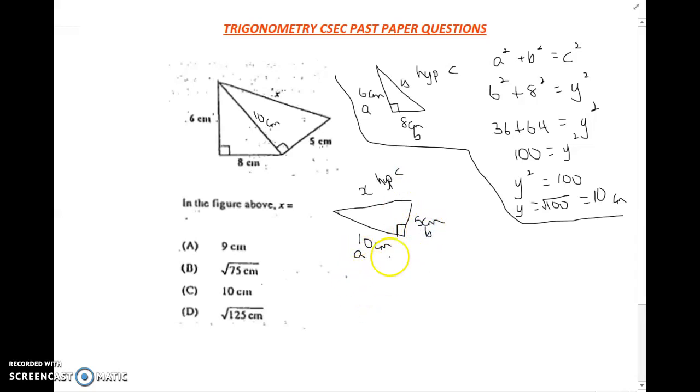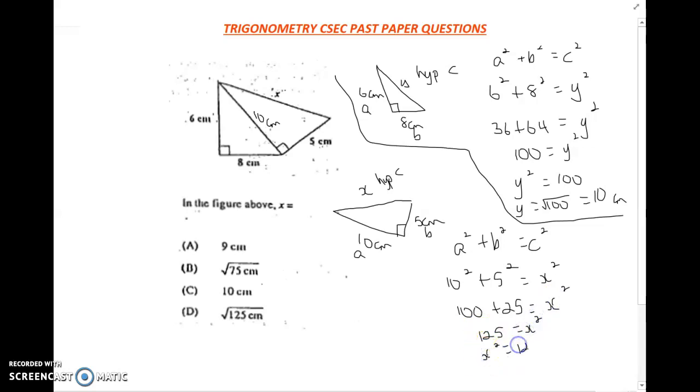So using Pythagoras' theorem again, a squared plus b squared equals c squared. So 10 squared plus 5 squared equals x squared. So that's 100, 10 squared is 100, plus 25. Remember, a square number is multiplying by itself, right? So this is 125 equals x squared. X squared equals 125. Remember, the opposite of squaring is square root, so square root of 125. And if you look at your answers, it's right here, D, right?